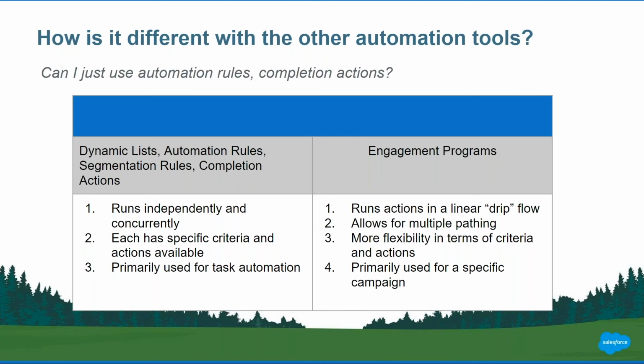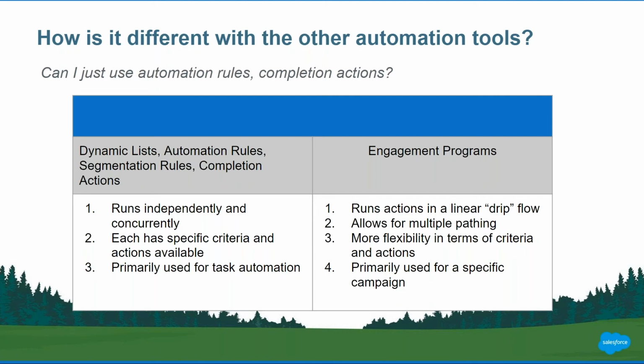Although you can do some of these things with engagement programs, the main thing is that the automation tools, the dynamic lists, automation rules, segmentation rules, and completion actions are all primarily used for automating tasks within Pardot. Their main purpose is not to tailor a journey. Their main purpose is to work in conjunction with engagement programs.